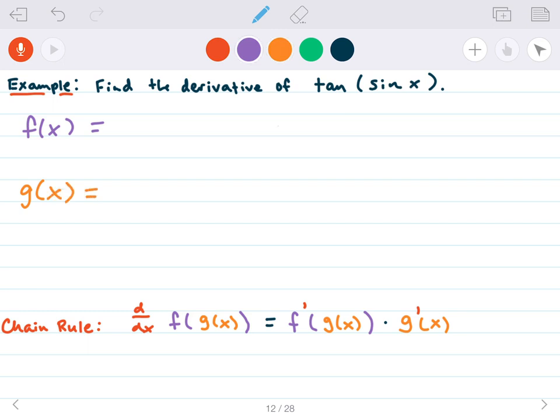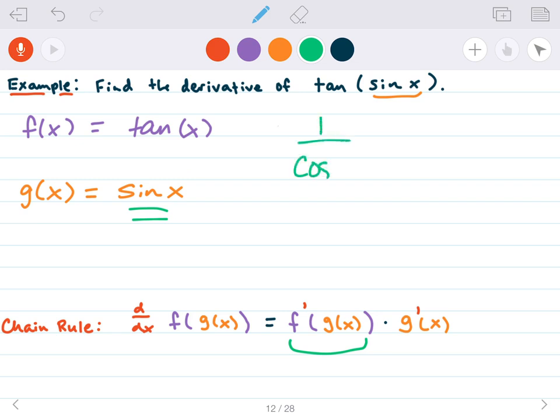So my outer function is going to be tangent of something. What is that something that's inside? That's sine of x. All right. So using the chain rule, my first part says take the derivative of f. And inside my variable, after I take the derivative, leave g in the variable. So the derivative of tangent is 1 over cosine squared of x, but instead of x, I'm keeping my g in there. That's what this first part tells me.